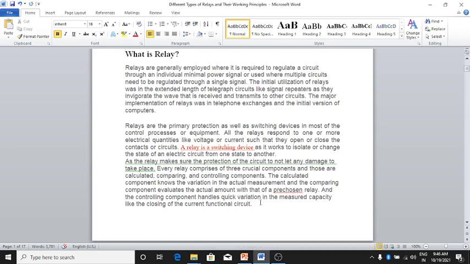In short, a relay is a switching device and it works to isolate or change the state of an electric circuit. Means if the circuit is off, after connection the circuit will get on. After that off, on, that is switching. You can use a relay as a switch also. Clear.